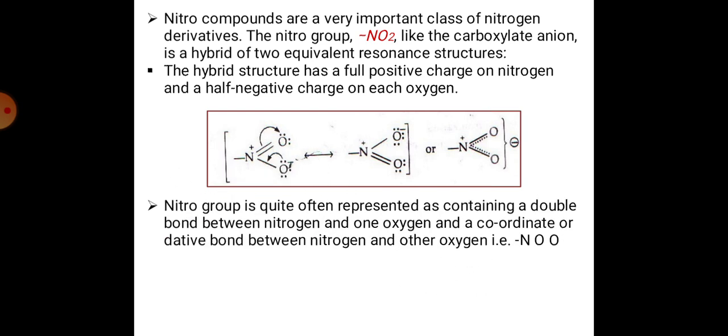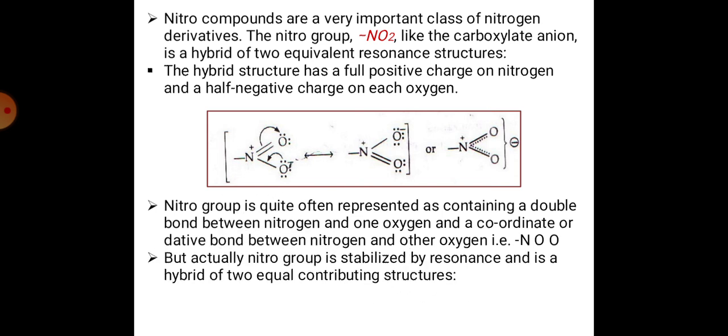The nitro group is quite often represented as containing a double bond between nitrogen and oxygen and one coordinate bond with the other oxygen. In general we represent it like this. But actually the nitro group is stabilized by resonance and its hybrid structure, which contributes two equivalent structures, the first two.